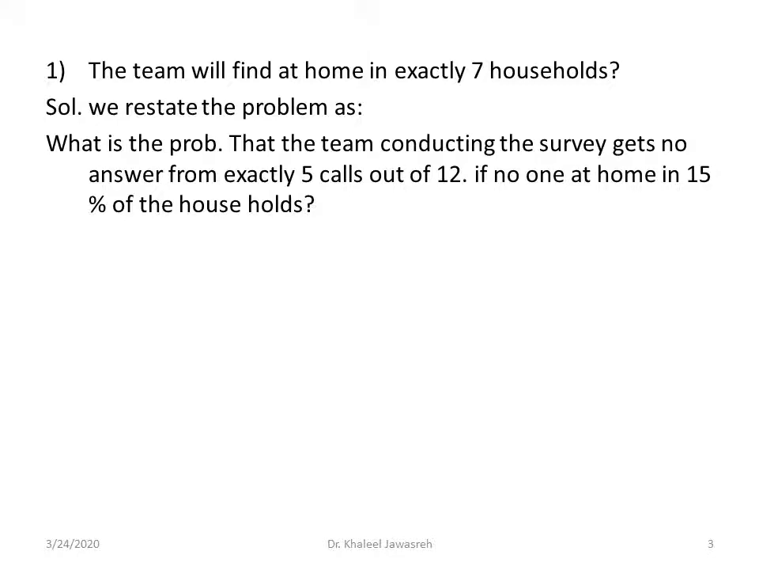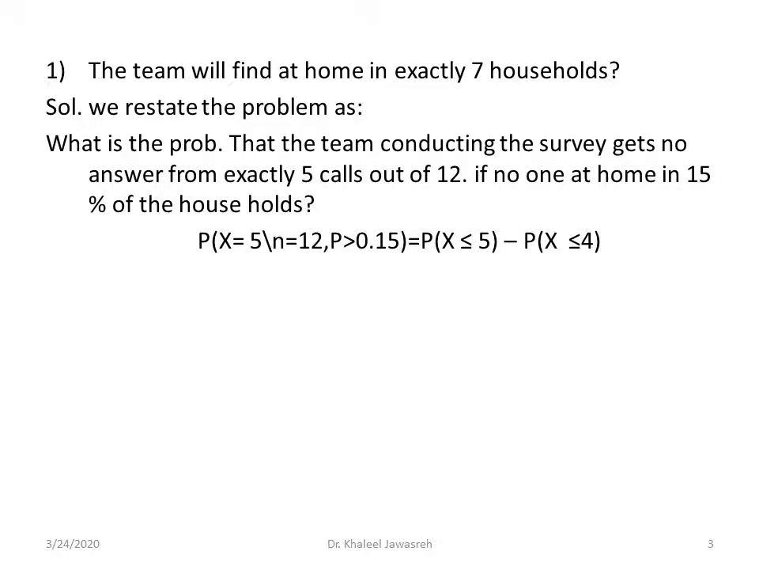Now, from where do we get 15? The original probability is 0.85. Now, 1 minus 0.85 will yield 0.15, 15%. This is how we restate this problem again. Now, we are dealing with this probability.